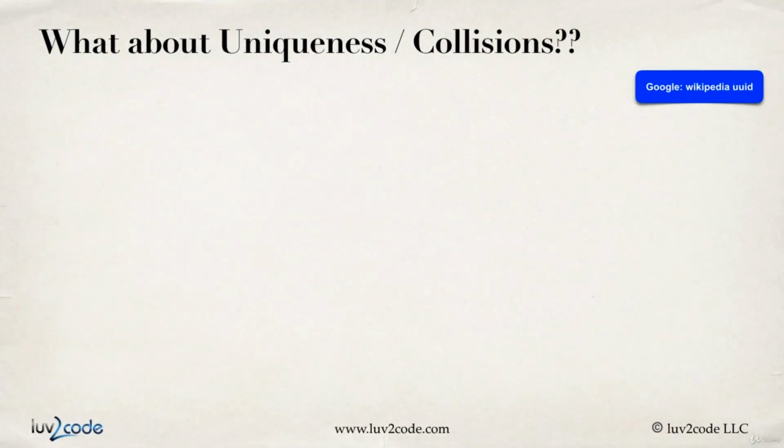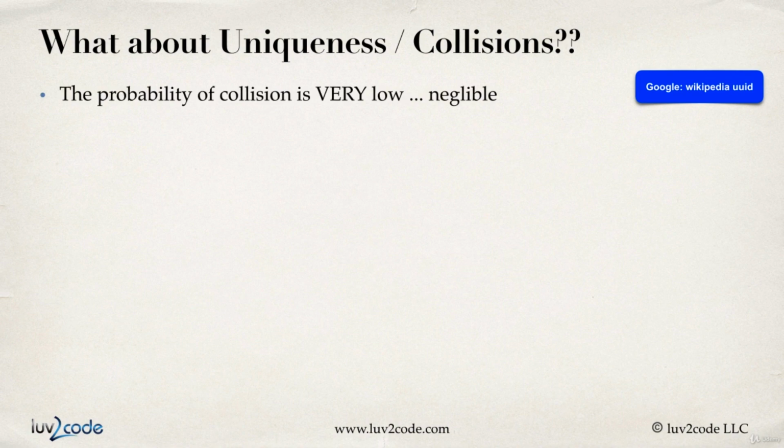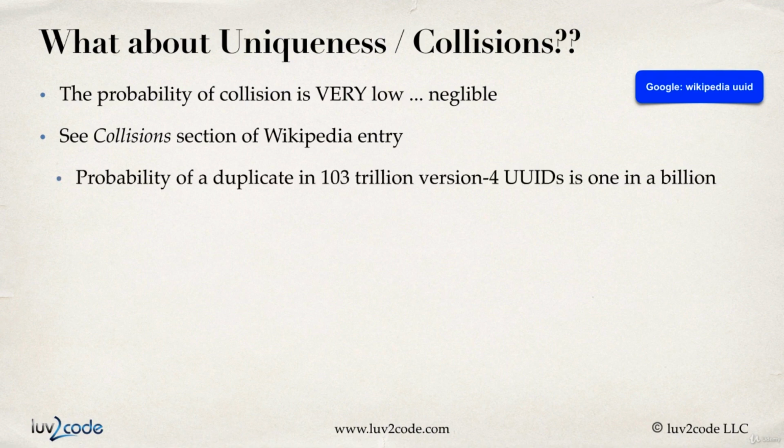And you may wonder, well, what about the uniqueness of the number or collisions or duplicates? All right. The probability of a collision is very low, negligible. Even in the Wikipedia entry, they say you may not even need to care about it. Wikipedia has a specific section regarding this, called collisions. Here they put all the math and statistics, which makes your brain melt a bit, but the probability of a duplicate if you had 103 trillion version 4 UUIDs is 1 in a billion. So a very, very low percentage.